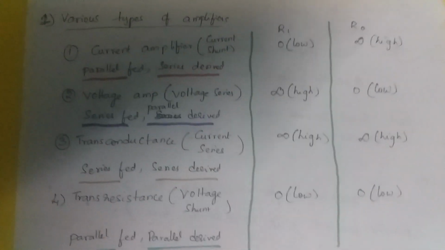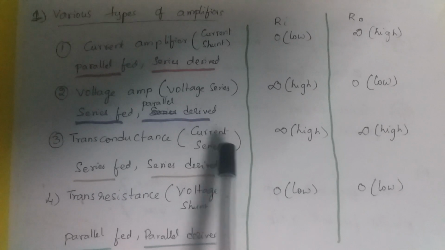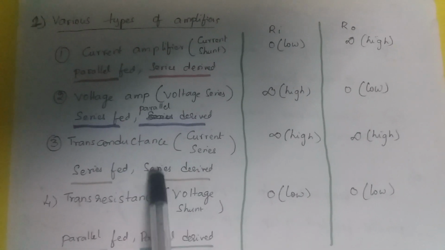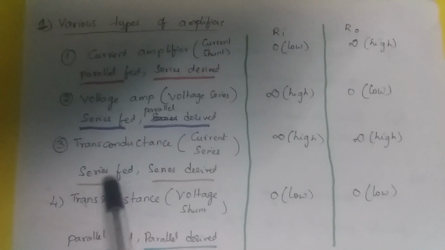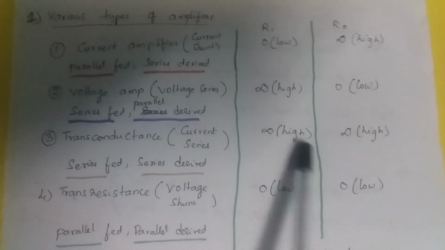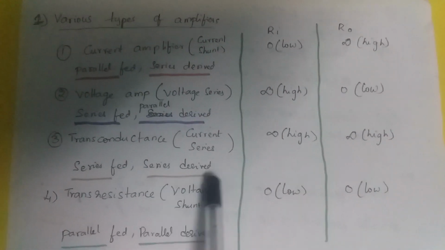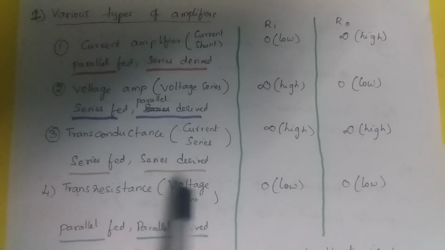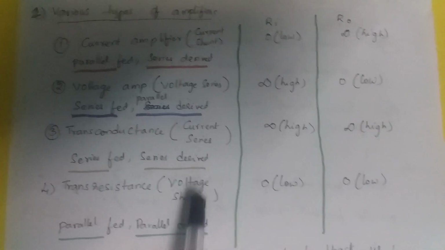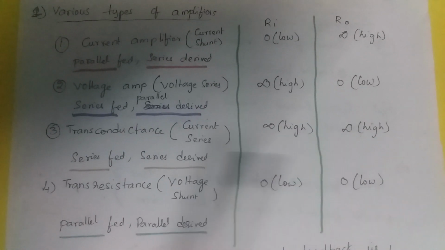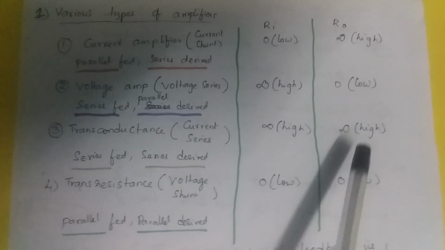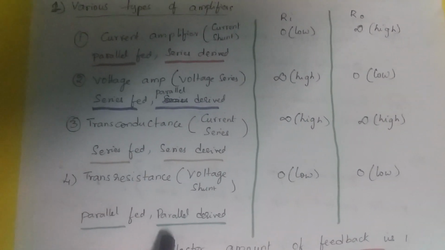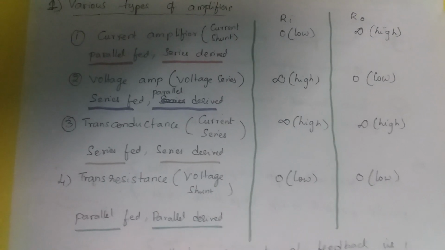Transconductance, that is, output is current and input is voltage. So when output is current, it is series derived. When input is voltage, it is series fed. When it is series fed, input impedance is high. When it is series derived, output impedance is high. Trans resistance, that is voltage shunt, means output is voltage and input is current. Output impedance is 0 and input impedance is 0. It is a parallel fed, parallel derived circuit.